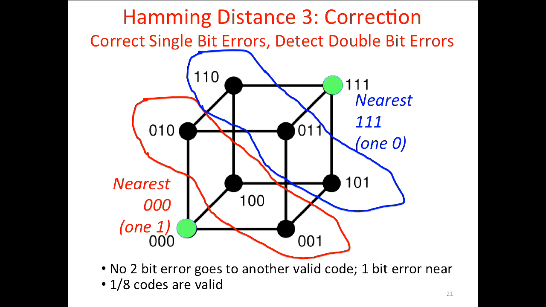But here, even though you only have 1 bit of error correction, you'll also detect if you had a 2-bit error, because a 2-bit error will basically take you from here over into here. So you still know you got an error.